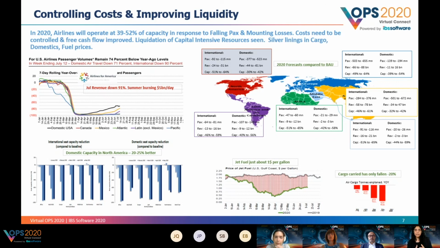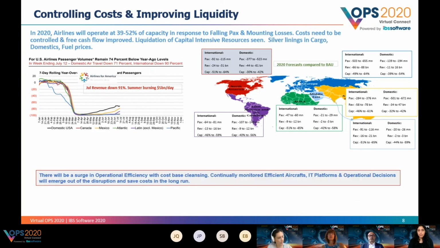So based on that fall, of course, costs have to be controlled because that's the capacity we are offering. And let's see in the next slide how they are controlling costs. One of the things that airlines we were talking to were saying is that the positive of cost control is there will be a cost-based rearrangement of operation, which would improve the operational efficiency of things.